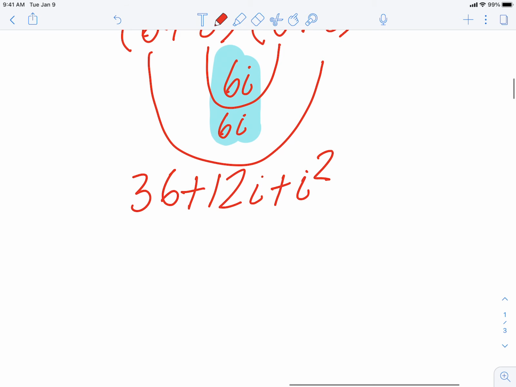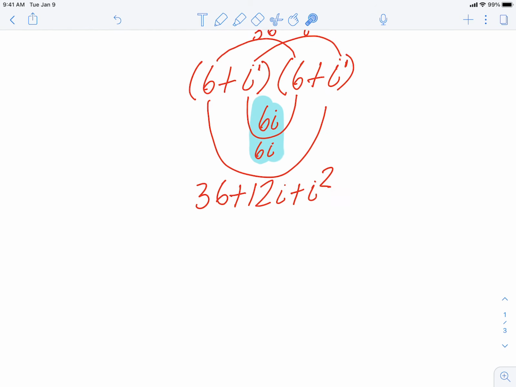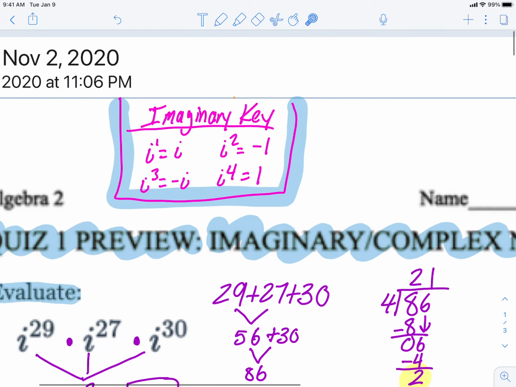Now I remember, wait a minute, i squared, this looks really, what is the word? I can't think of the word. Familiar. My God, I couldn't think of the word familiar. So I'm going to go to my imaginary key.